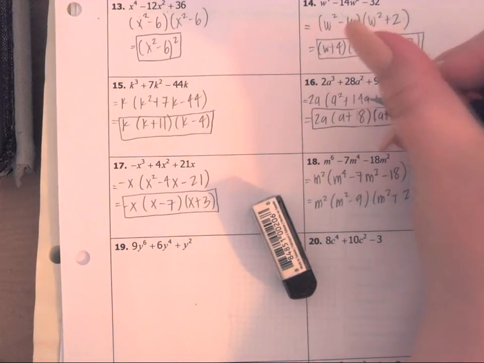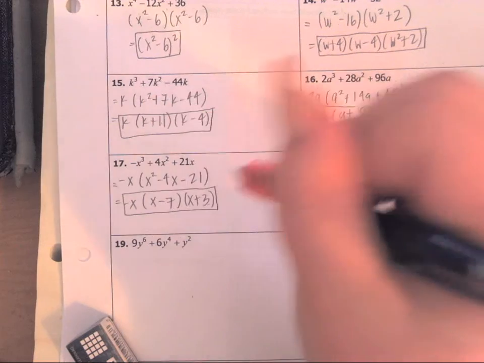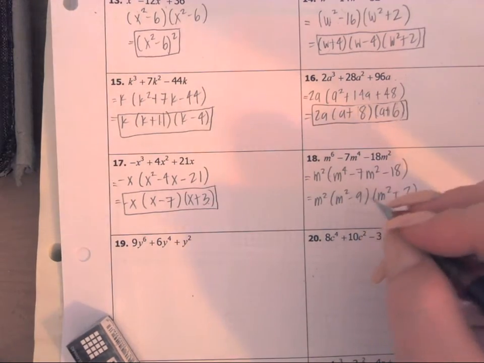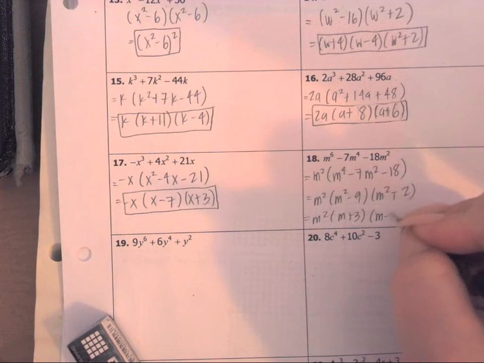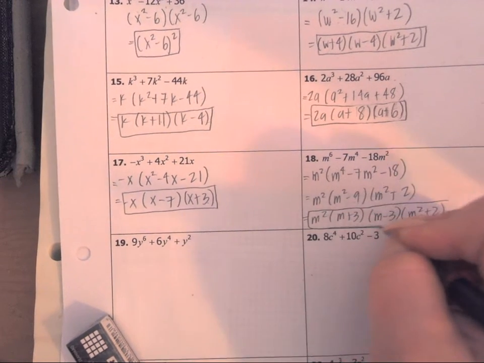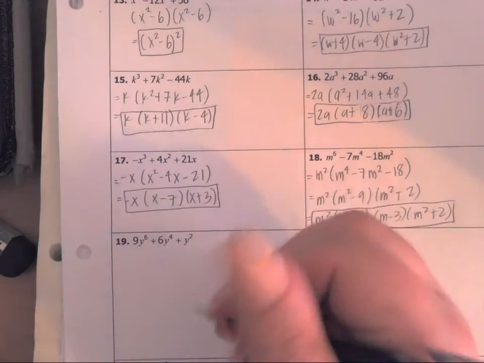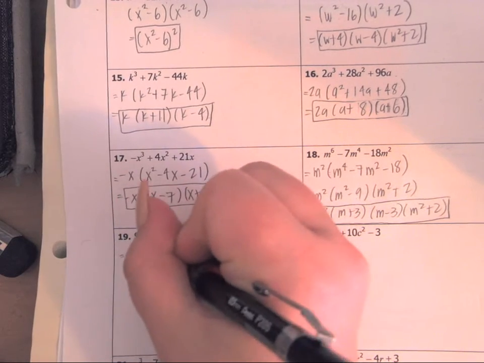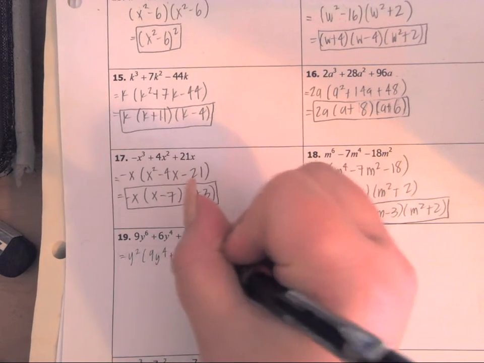So these need to add up to that and multiply to that. Negative 7 plus 3 is negative 4, and negative 7 times 3 is there. So, and then, sorry, this factors more, so then that's m squared, m plus 3, m minus 3. Okay. And then this one, you can take out y squared from the beginning and get 9y to the 4th plus 6y squared plus 1.